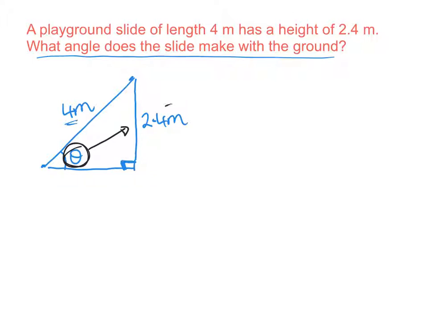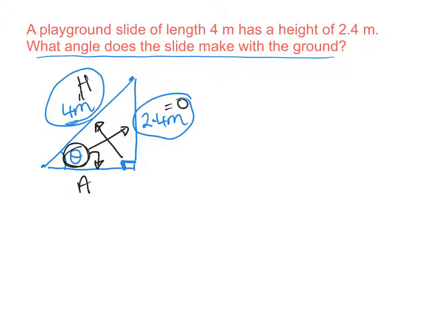Straight across is the opposite side. Straight across from the right angle is the hypotenuse, and right next to the reference angle is the adjacent side. Now, we have the opposite side and we have the hypotenuse, and what we want to know is the reference angle. So what trigonometric ratio, sine, cos or tan, involves the opposite and the hypotenuse? Well, sine of theta.